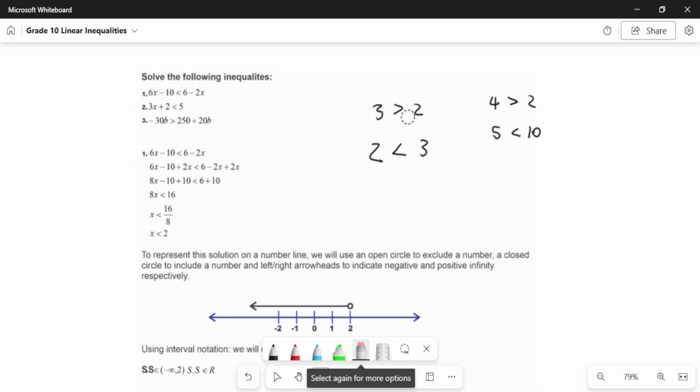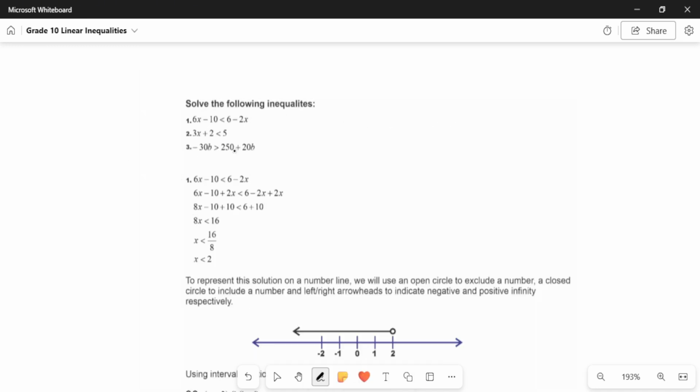So let's move on with these examples. Solve the following inequalities. 6x minus 10 less than 6 minus 2x. So here we have expression 1 and here we have expression 2. I want to find x values that I must input here and here such that I can output numerical values of this that is less than this. Right, so let's just solve for that.